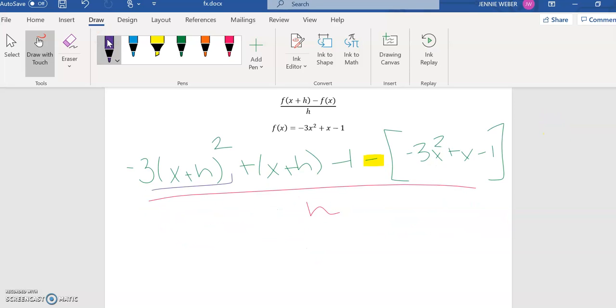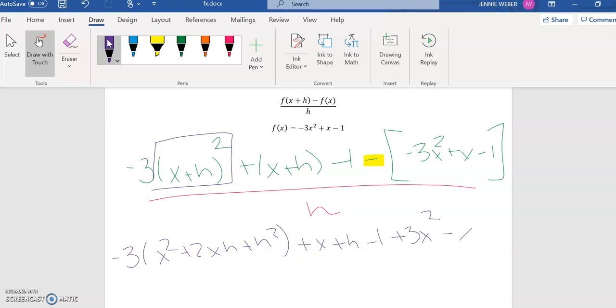So this here, I have to FOIL, right? This doesn't distribute. You kill kittens. There's a meme about that. So I have to do this all out. This is x squared plus 2xh plus h squared. And obviously you could write out the FOIL if you wanted. Plus x plus h minus 1. Now I'm going to distribute here. So plus 3x squared minus x plus 1. And then this is all over h.